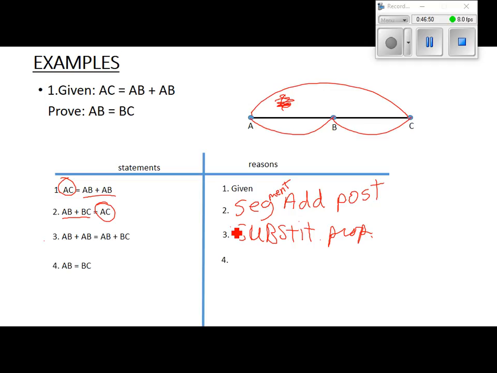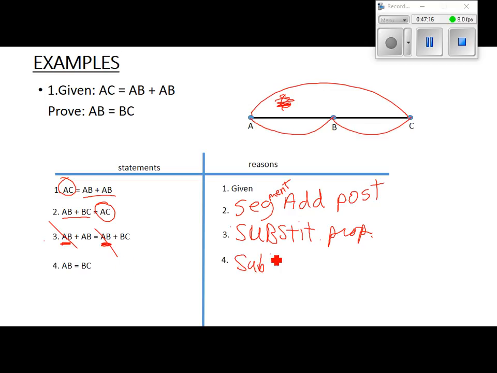Once we have this, you notice anything in statement 3 here? You got an AB on each side, don't you? So I got an AB right here, I got an AB right there. What could we do with those? We could get rid of them. Alright, we could get rid of those two. What are we left with? AB equals BC. If we get rid of them, what's that called in math?